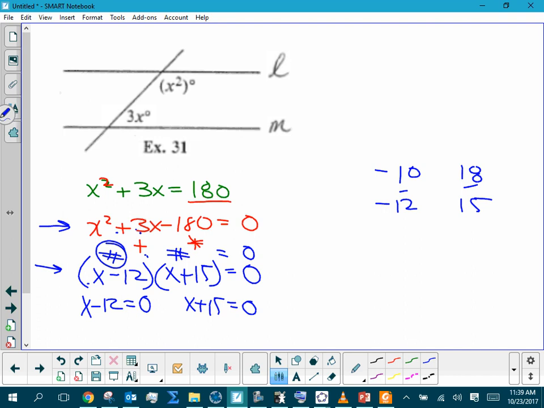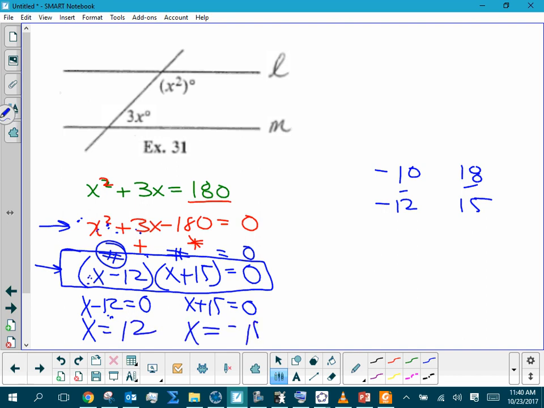Now, the reason we rewrite it this way, instead of the way it was written in red, is because this way in blue allows us to make the distinction of what should be equal to 0. In red, you can't say, well, I know x minus 12 should be 0, right? You can't see that. So you have to factor to get down to this. So x is 12, and x is negative 15.